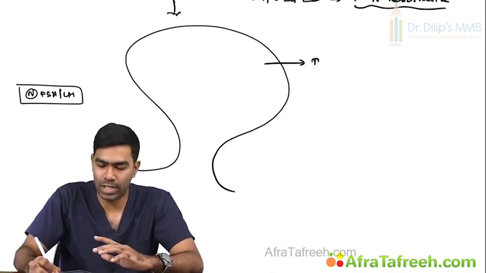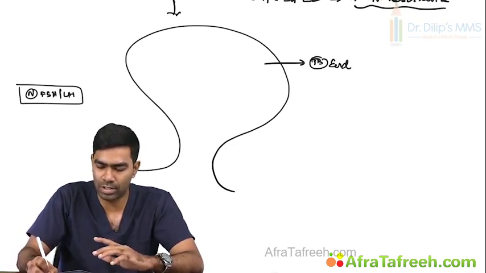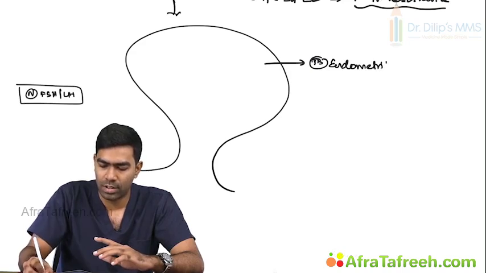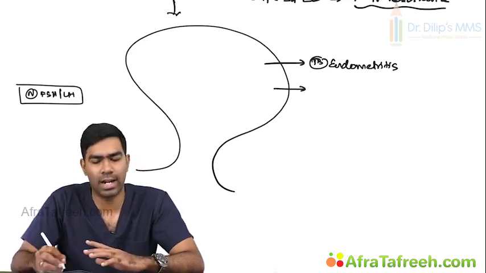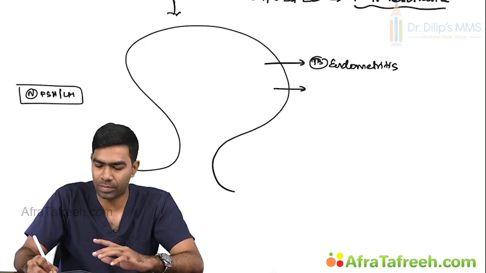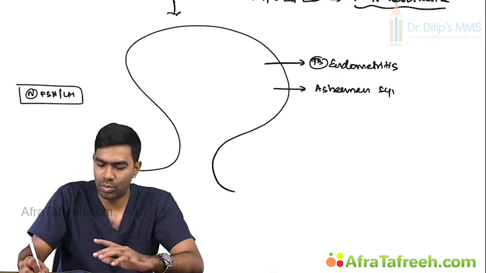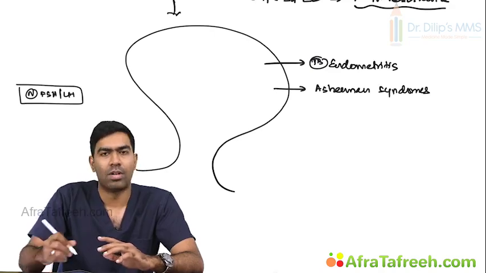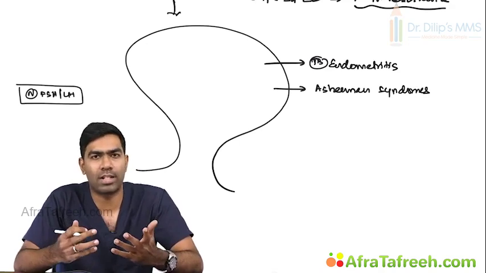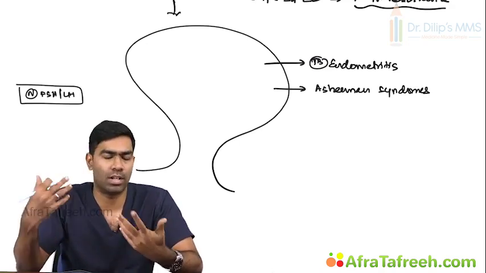common cause is obviously TB endometritis, which causes adhesions, or it can be due to iatrogenic adhesion formation in the form of Asherman syndrome, which is due to over-enthusiastic dilation and curettage, where you remove the basal layer.